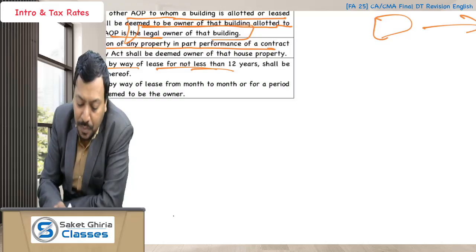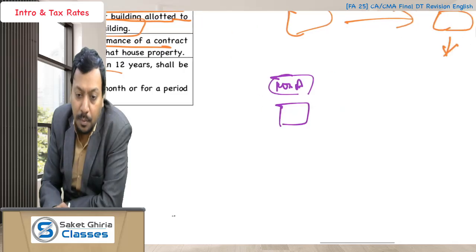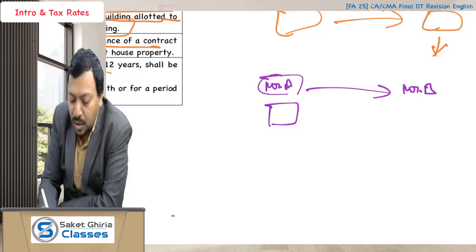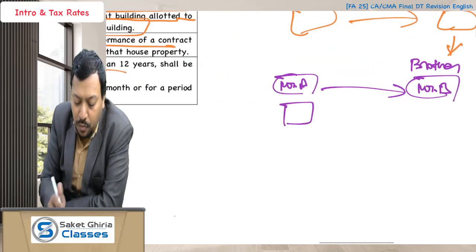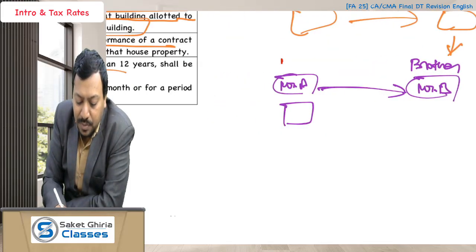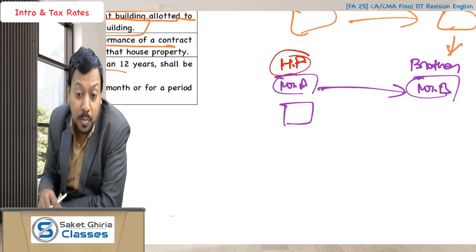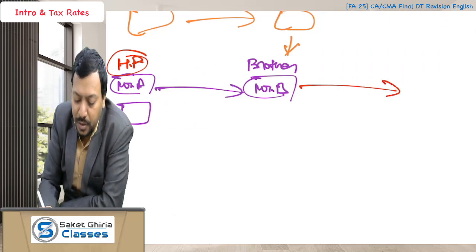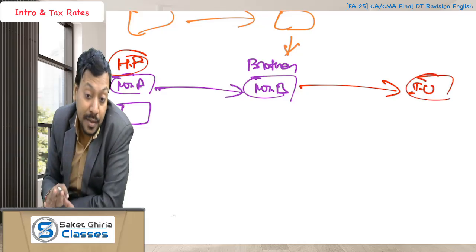What happens, dear? Let's say Mr. A has a property. He has given this property on lease to Mr. B, who is a brother of Mr. A. For Mr. A, the income will be taxable under the head house property, because he has given the property on lease. Mr. B has subleased the property to some industrial undertaking at a very high rate.